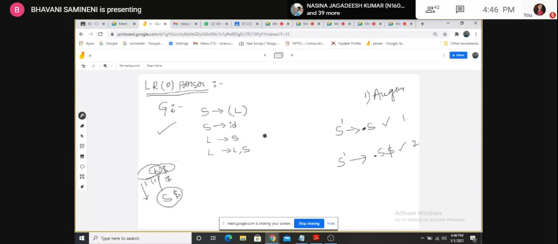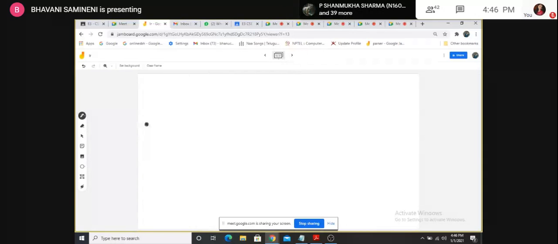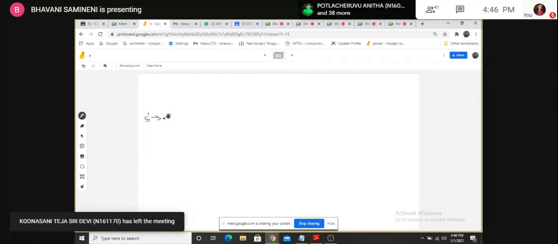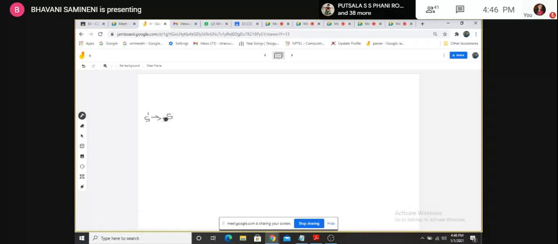Now we'll see how we have to construct this. In the next slide we'll try to add the augmented grammar. I have introduced the augmented production, that is S' derives .S. I'm not writing dollar because I have not habituated to writing dollar. So see here, this is the newly introduced production in the closure I0. Let me write it as I0. So in this I0, I have introduced a new production.